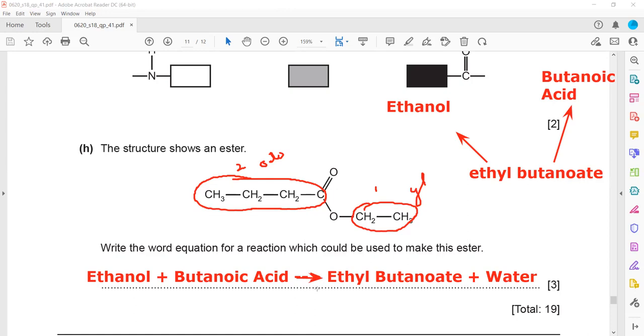The forward reaction is known as esterification and the reverse reaction is known as hydrolysis, like breaking down of the molecule into alcohol and carboxylic acid. So the forward is esterification and the reverse is hydrolysis. And for hydrolysis, you have to learn the reaction condition. We need sulfuric acid, H2SO4. H2SO4 is used as a catalyst for this reaction to occur.